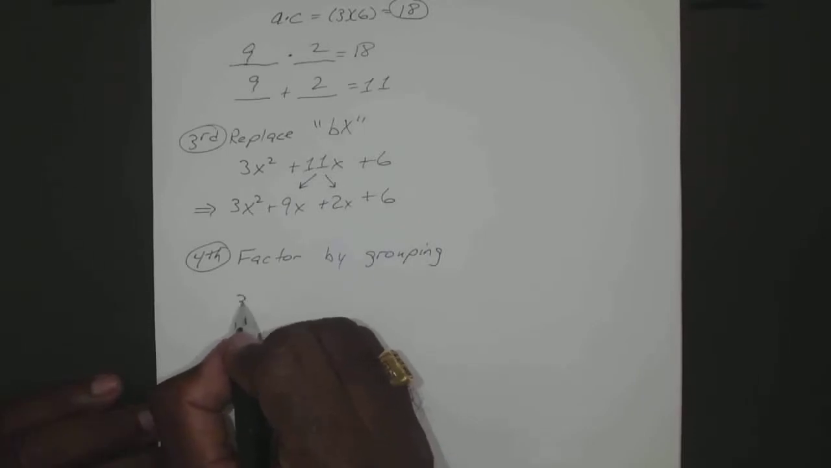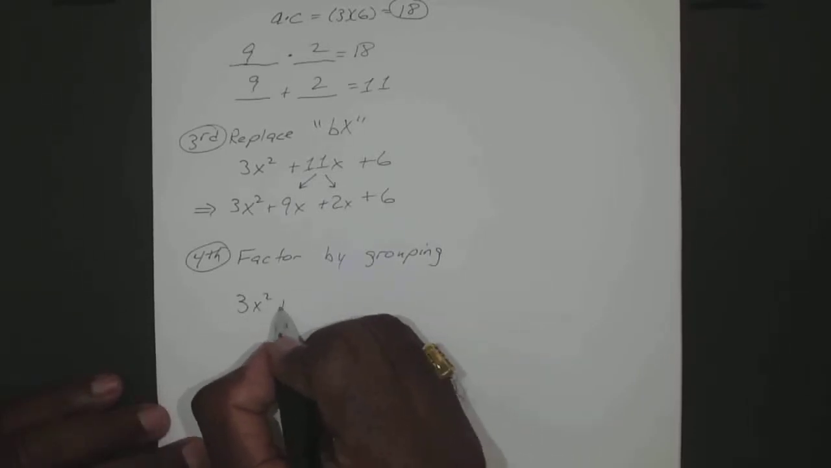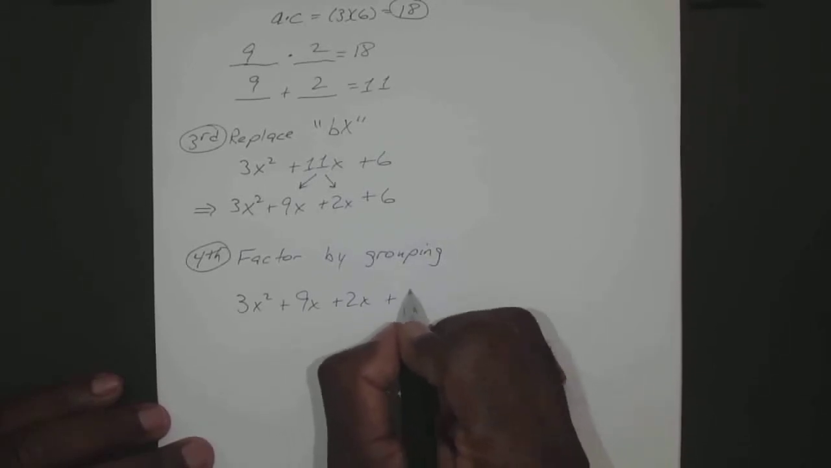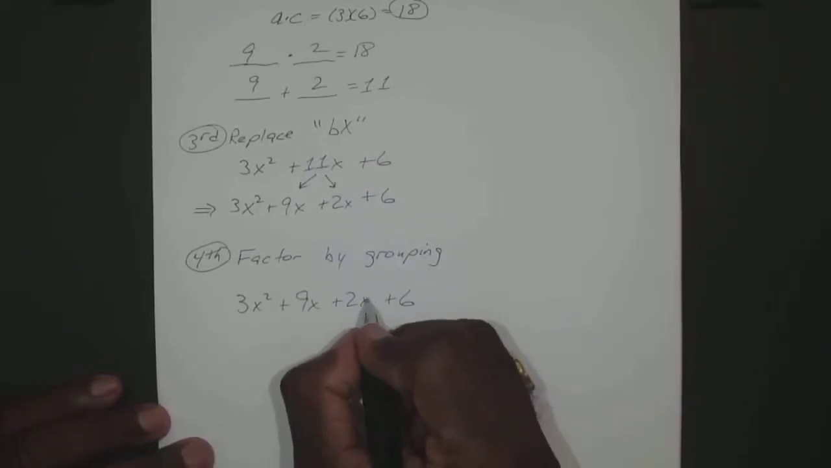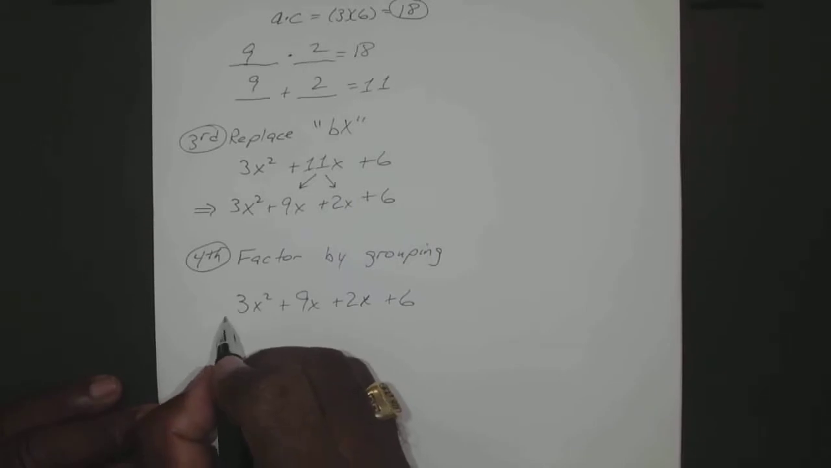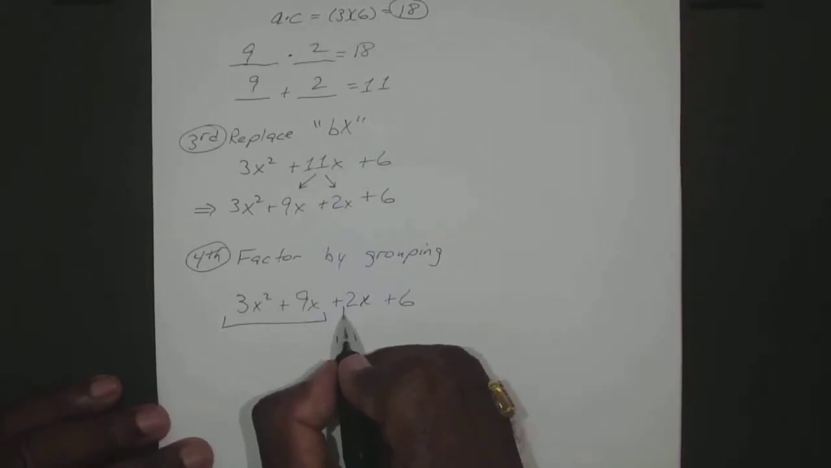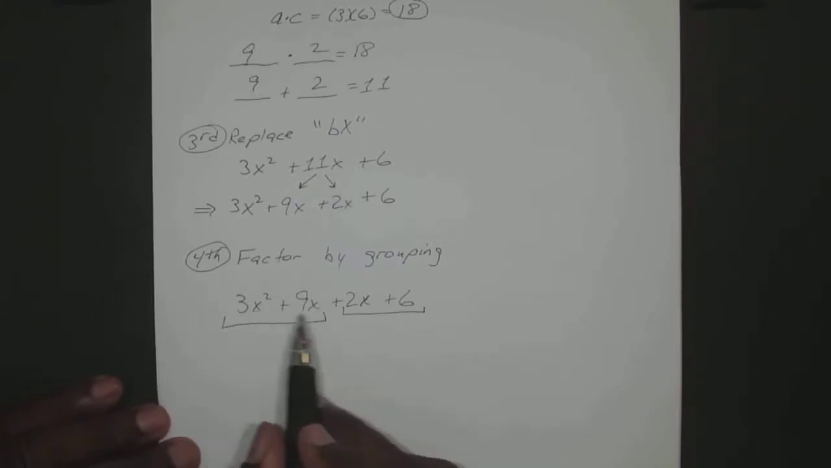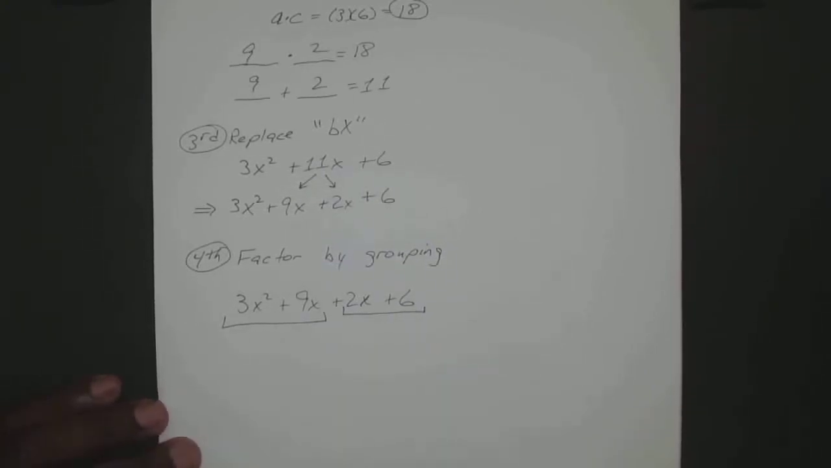Okay, so we have our 3x squared plus 9x plus 2x plus 6. Clean that up a little bit, and we factor by grouping. We break that down to 2 smaller groups. Then we find the greatest common factor out of each of those smaller groups.